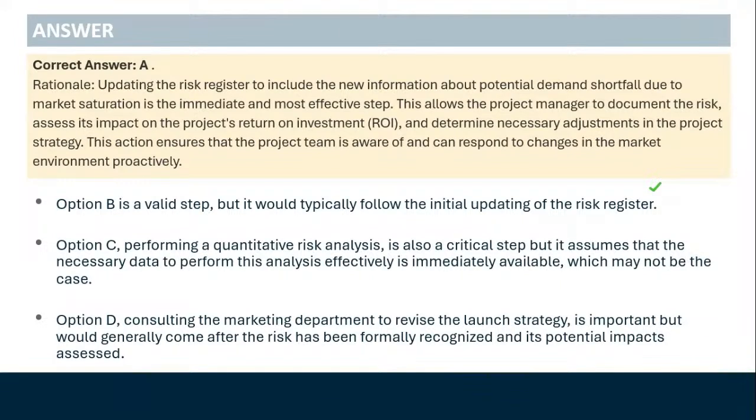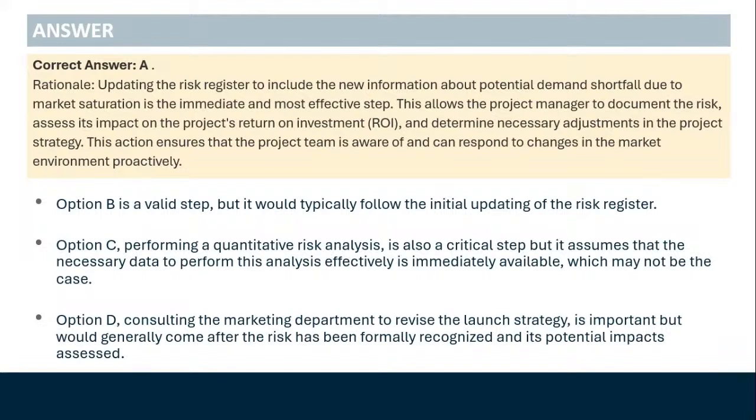Correct answer A. Rationale. Updating the risk register to include the new information about potential demand shortfall due to market saturation is the immediate and most effective step. This allows the project manager to document the risk, assess its impact on the project's return on investment, ROI, and determine necessary adjustments in the project strategy. This action ensures that the project team is aware of and can respond to changes in the market environment proactively.